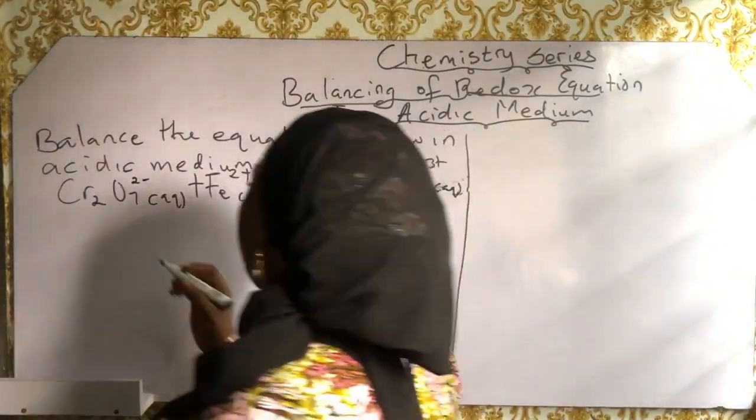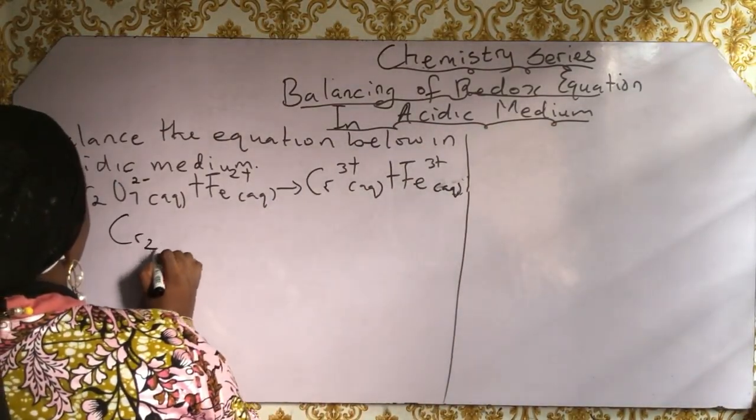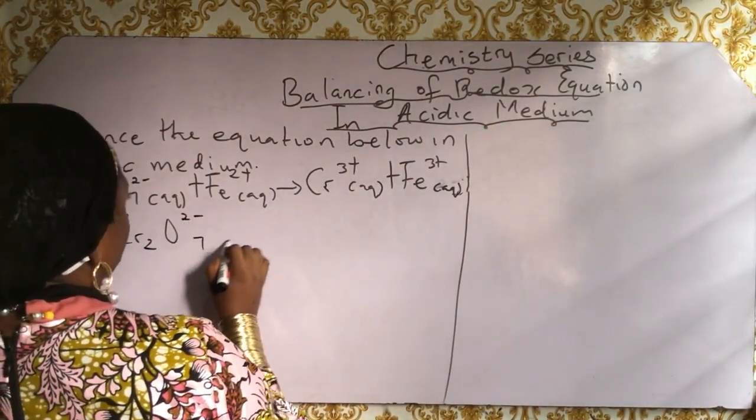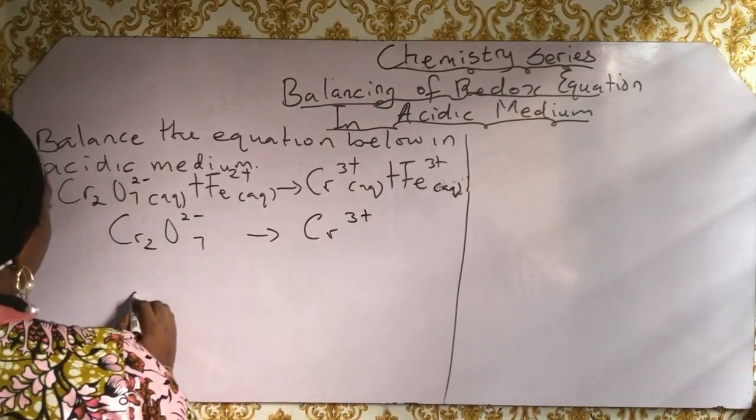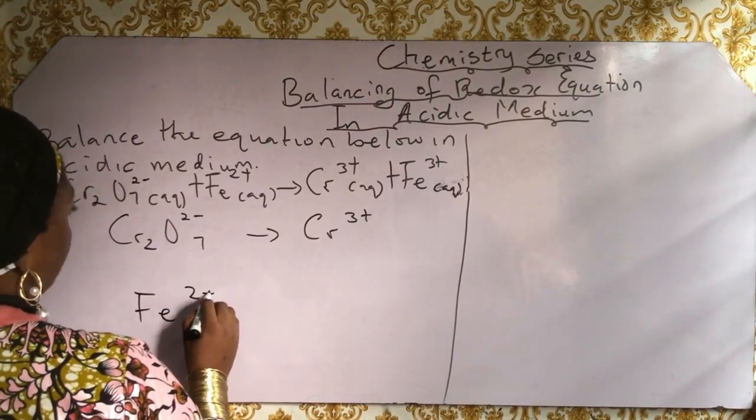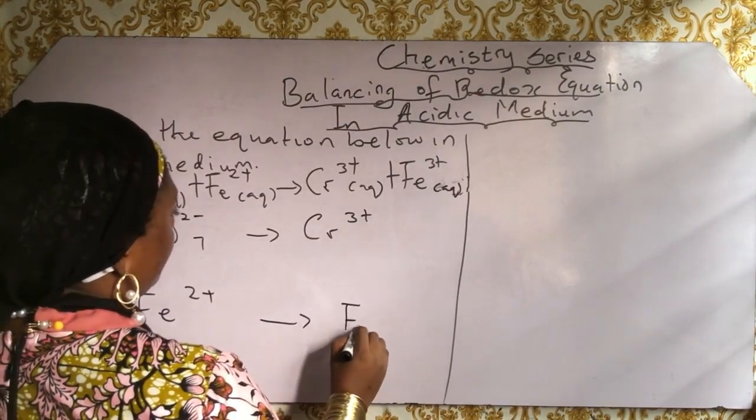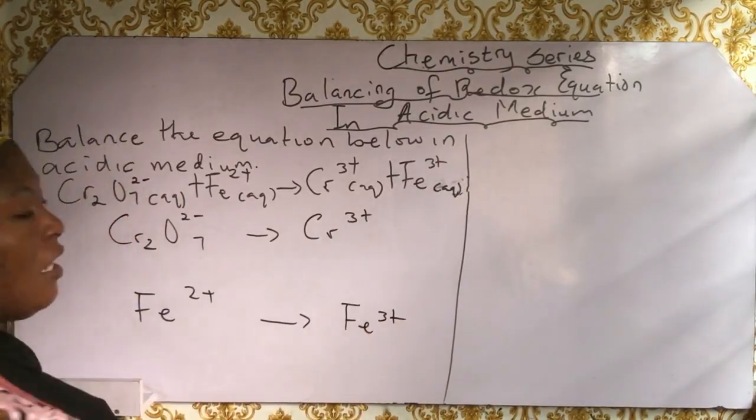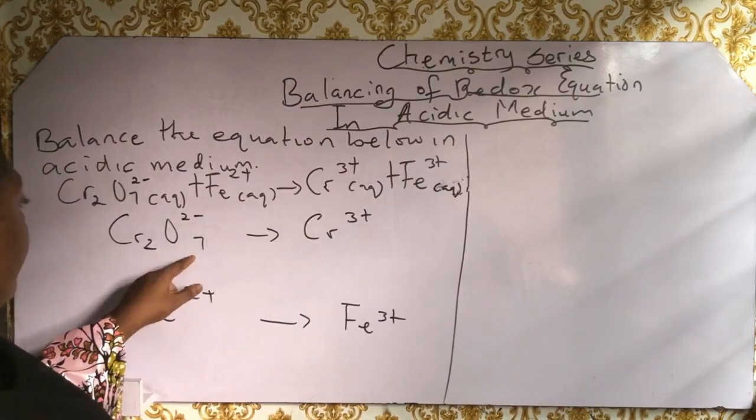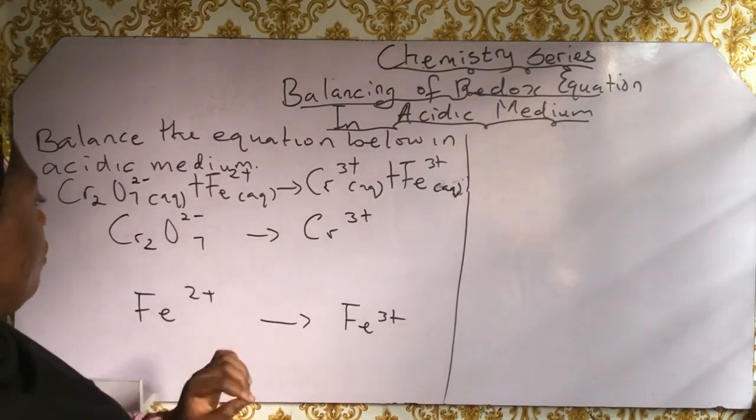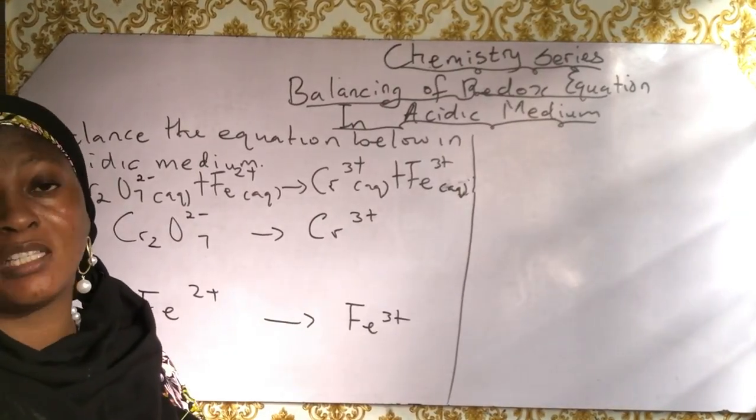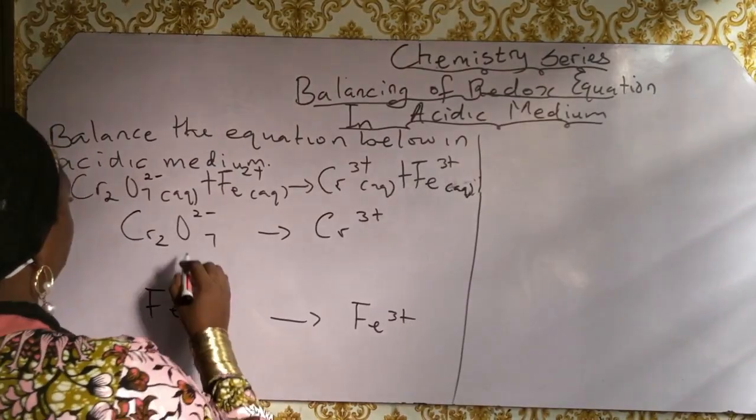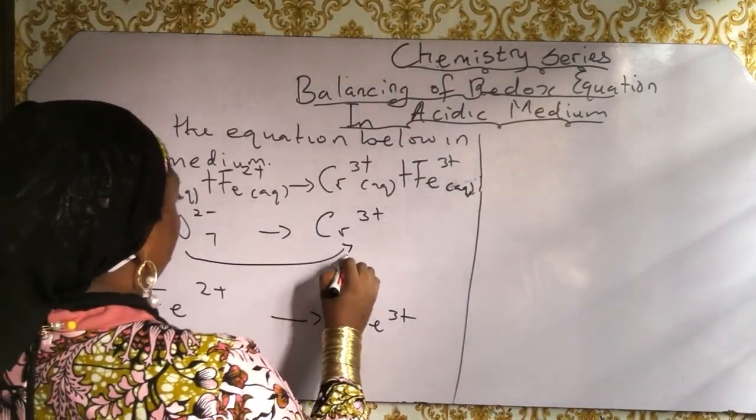What do I mean? You have Cr2O7 2- changing to Cr3+. Now, the second one, you have Fe2+ changing to Fe3+. You can see Cr2O7 2- changes to Cr3+, and oxygen has been removed. We define reduction as the removal of oxygen. So this is reduction.